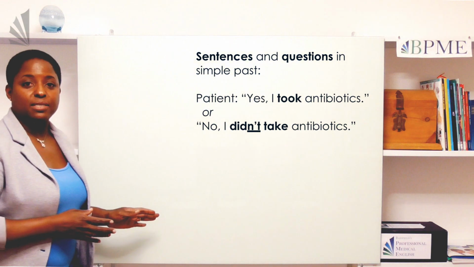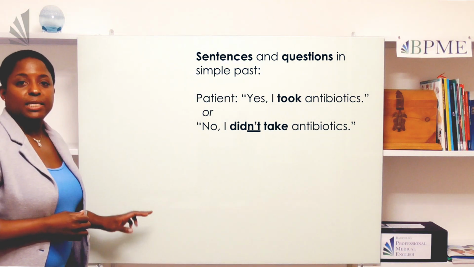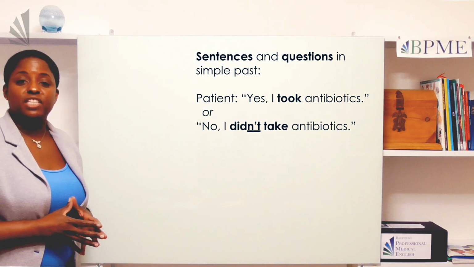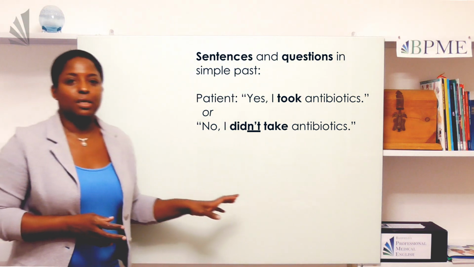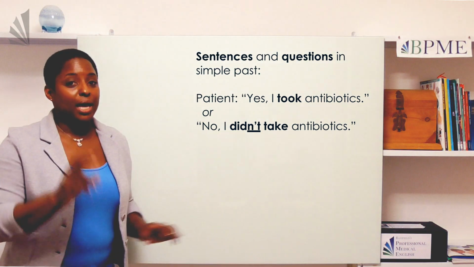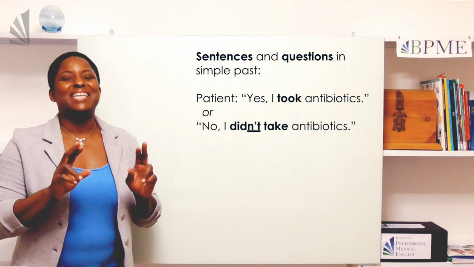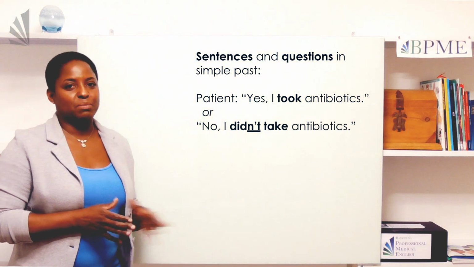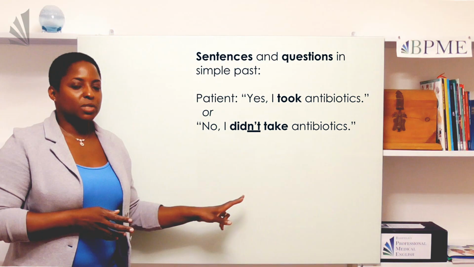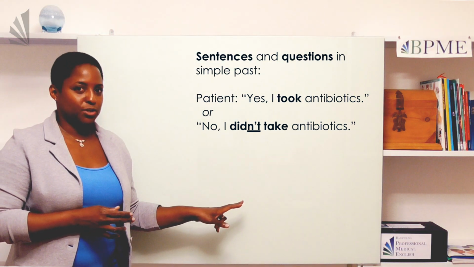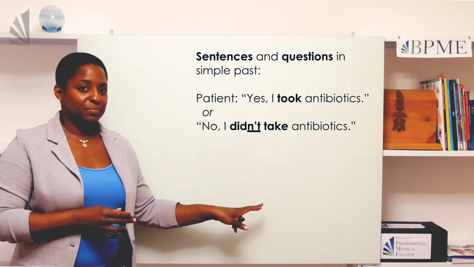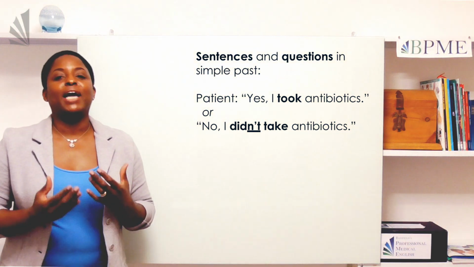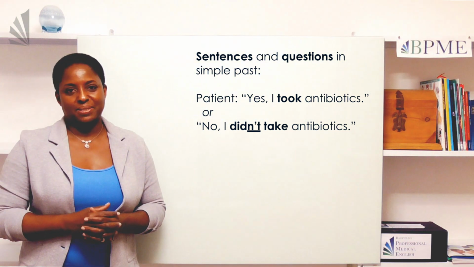The patient may say, yes. Again, a simple sentence. Yes, I took antibiotics. Took is the past tense of take. Or they may say no. And once again, we see the did as a helping verb. No, I didn't take antibiotics. Note that not comes directly after the didn't. And again, the main verb stays in that base form. No, I didn't take antibiotics.